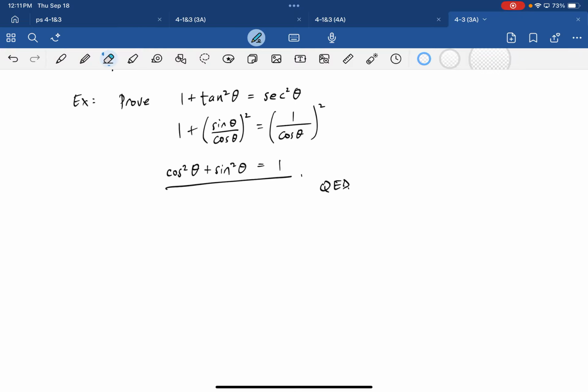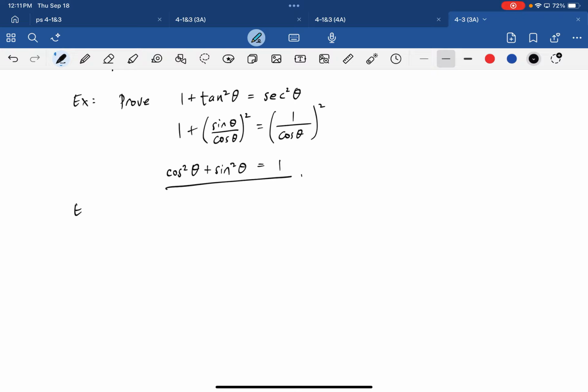Okay, how does the right side become 1? I multiplied both sides by cosine squared theta. Wouldn't the 1 on top become like 1 to the 4th, but that's just 1. Okay, next one.